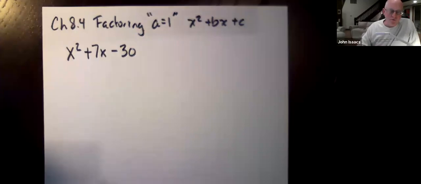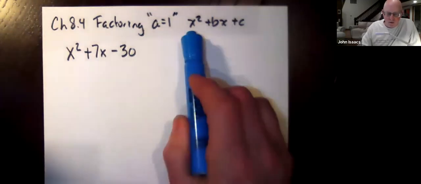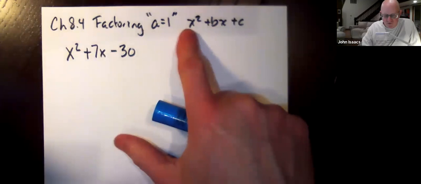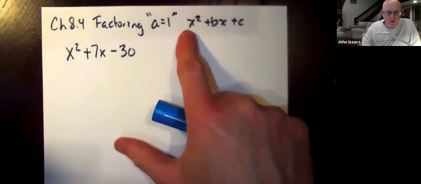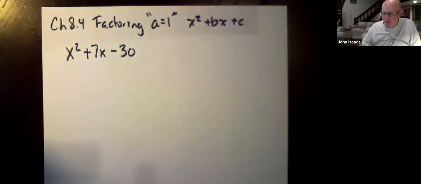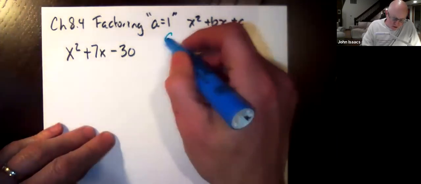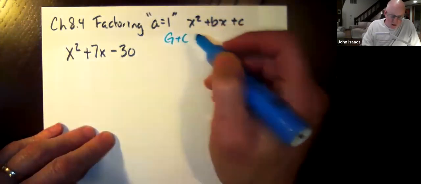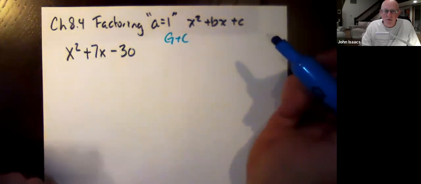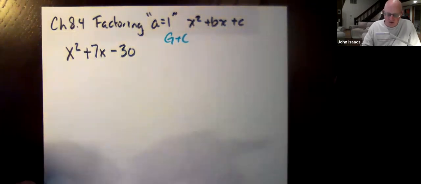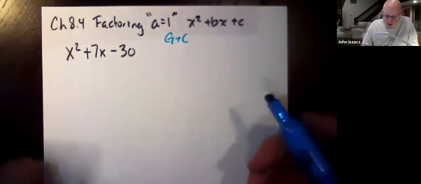Okay, so chapter 8.4. This is factoring when there's no coefficient in front of x squared. All the factoring we're doing so far has no coefficient in front of x squared. I'm going to teach you some methods right now. The first one is guess and check. This may be the only time that guess and check is actually the preferred method. But how are we going to guess and check?